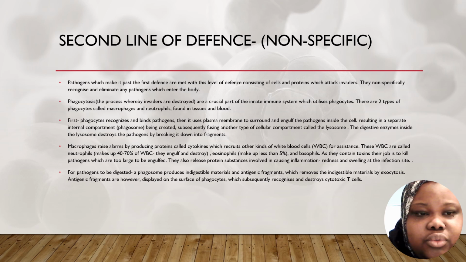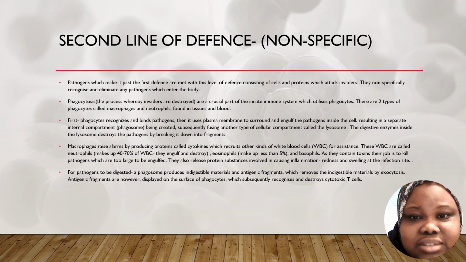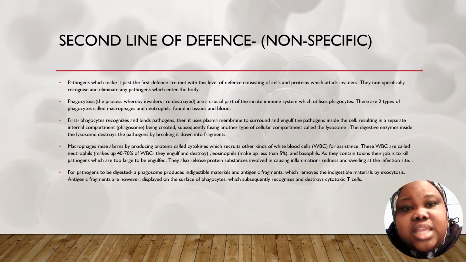Macrophages raise alarms by producing proteins and cytokines, which recruit other kinds of white blood cells. These are called neutrophils, which make up 40 to 70% of the white blood cells. They engulf and destroy.